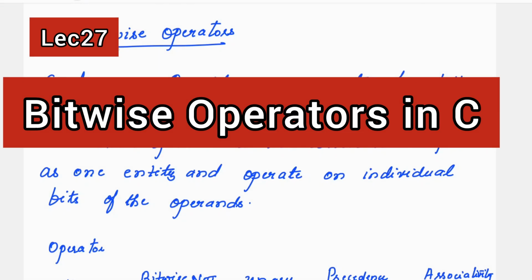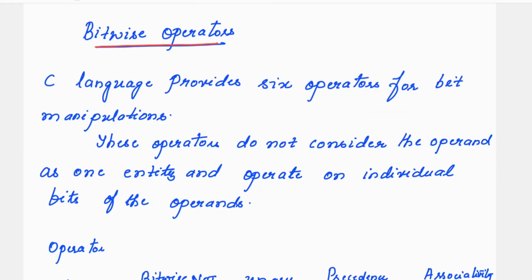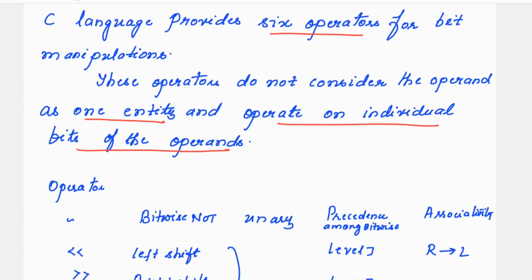Today's topic of discussion is on bitwise operators. C language provides 6 operators for bit manipulations. And these operators do not consider the operand as one entity, but instead operate on individual bits of the operand. So what do you mean by this sentence?